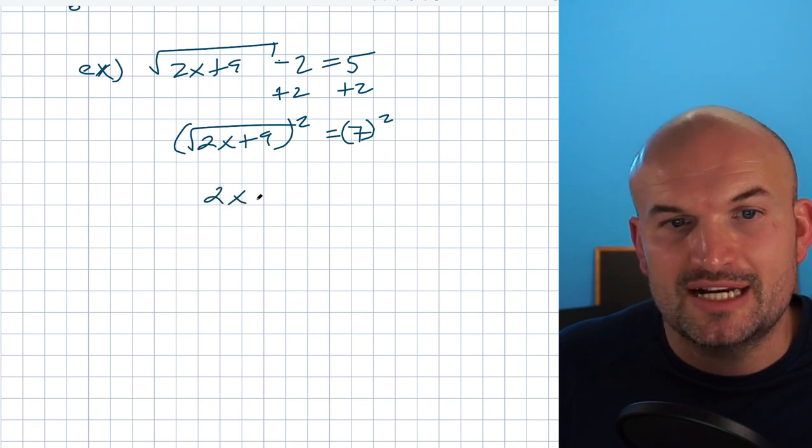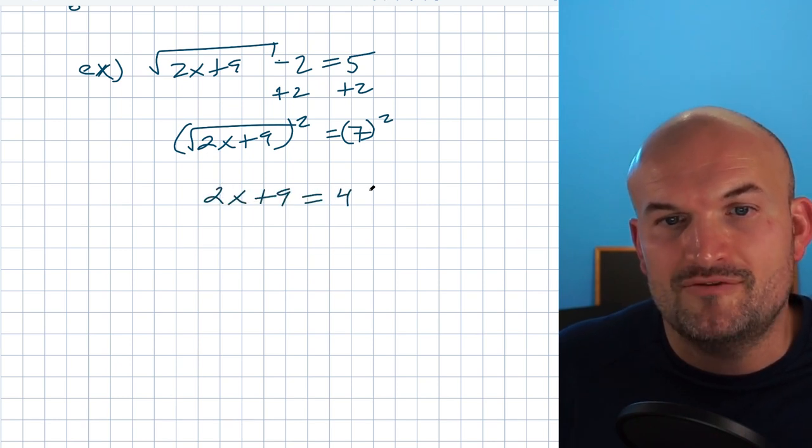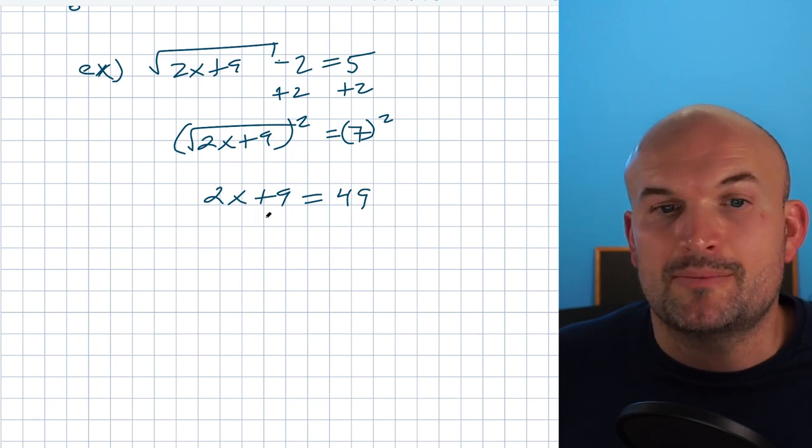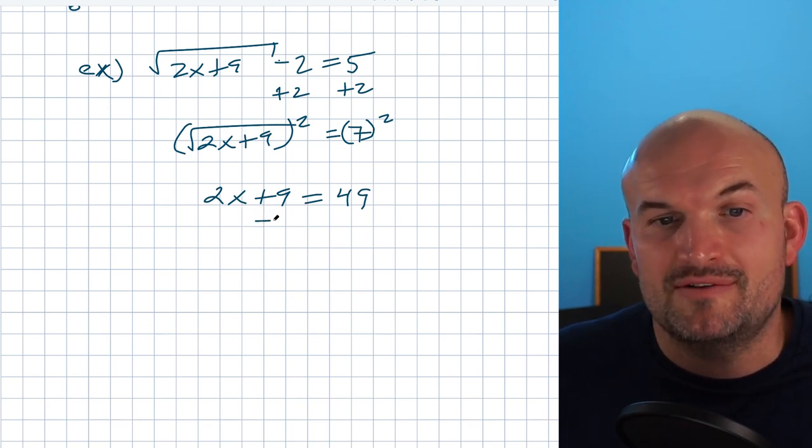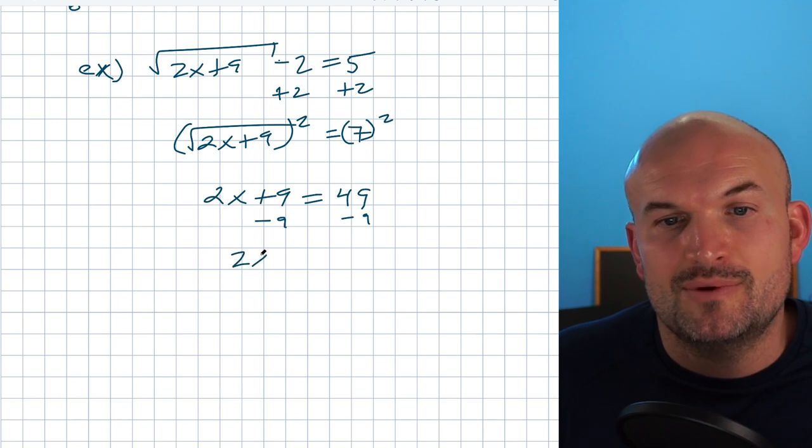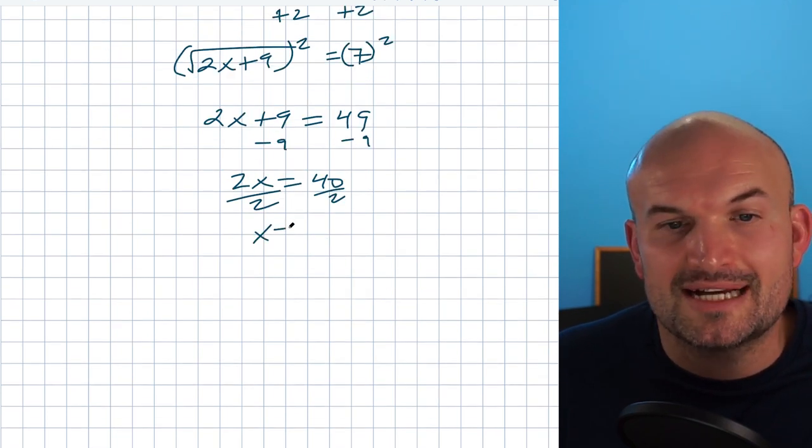So when we square both sides, I get 2x plus 9 is equal to 49. Now we're just going to use our inverse operations again to solve for x. So I have a minus 9, and then I have 2x equals 40, divided by 2, divided by 2. And then x is going to equal 20.